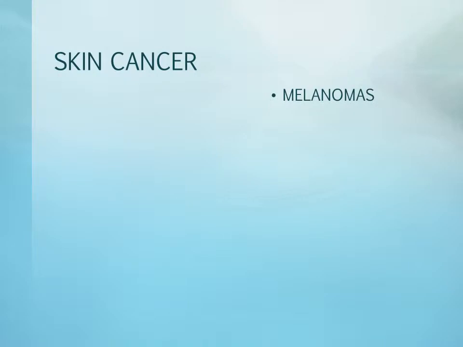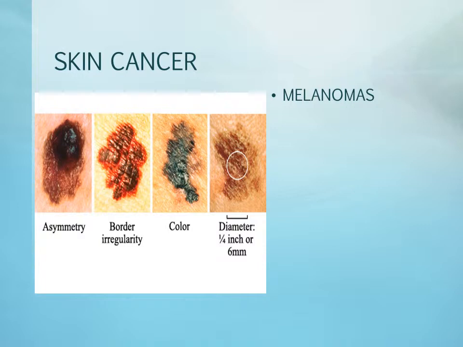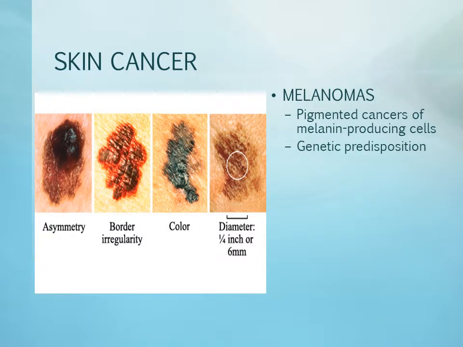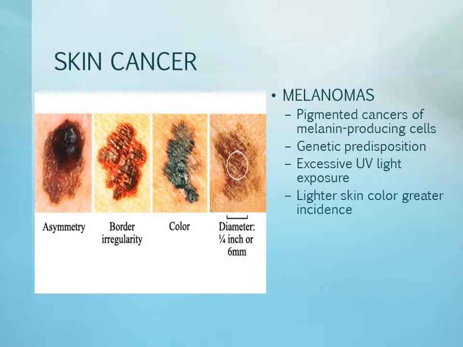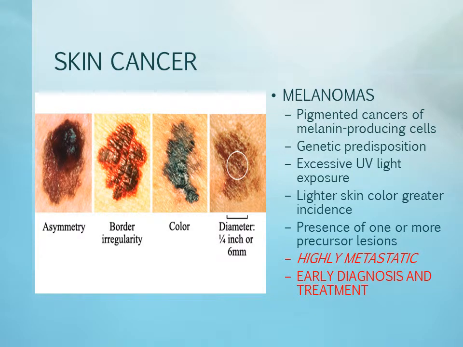Okay, let's discuss melanomas. Melanomas have a high morbidity and mortality. They're colorful moles in shades of red, white, and blue, commonly found on the upper back, the lower legs, or on the soles of the feet, palms of the hands for dark-skinned people. This is a pigmented cancer of melanin-producing cells. There is a genetic predisposition. One risk factor is excessive UV light exposure. Greater incidences usually occur in lighter skinned patients. Usually there is a presence of one or more precursor lesions. Melanomas are highly metastatic, and early diagnosis and treatment are very important.